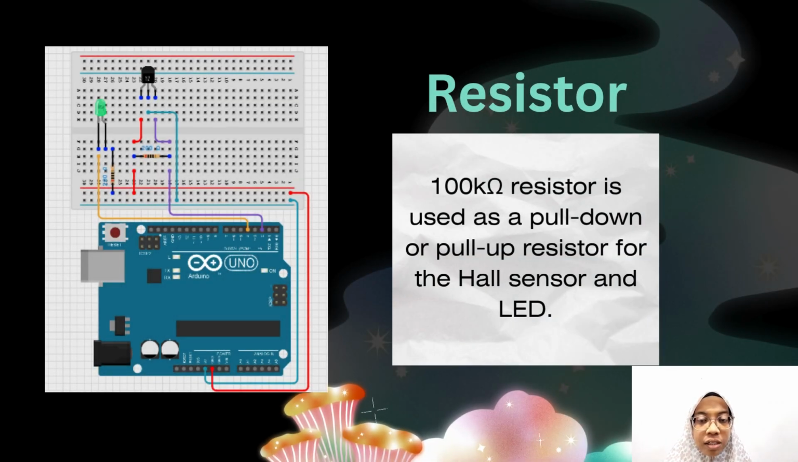The next component is the resistor. We're using a 100k ohm resistor as a pull up and pull down for the Hall sensor and LED. The 100 kilo ohm goes from the output pin, connected to the 5 volts of the Arduino.